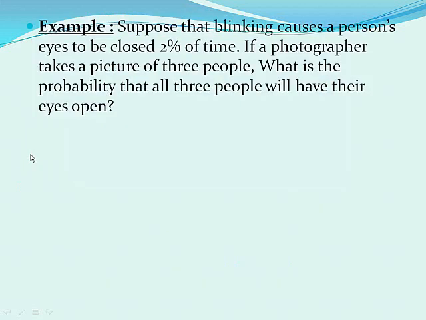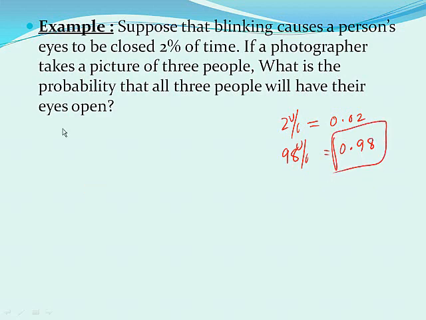Suppose that blinking causes a person's eyes to be closed 2% of the time. If a photographer takes a picture of 3 people, what is the probability that all 3 people will have their eyes open? So this says that person's eyes to be closed has got a probability of 2% or 0.02. So the complement probability will be 98% or equal to 0.98. So the person keeping the eyes opened will be 0.98. We have 3 people, so we need to actually multiply the probabilities. So person 1, person 2, person 3.